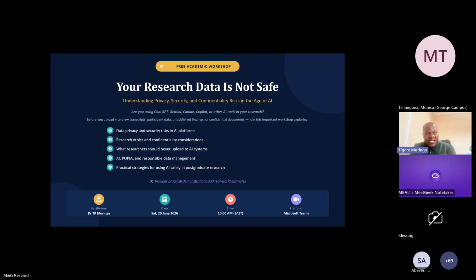The safest research practice is to use AI for thinking support, structure, language refinement, and methodological guidance, but while in the same process keeping identifiable, sensitive, confidential, and unpublished data outside of the public domain, or outside of uncontrolled AI systems. So that's what we need to do, right?